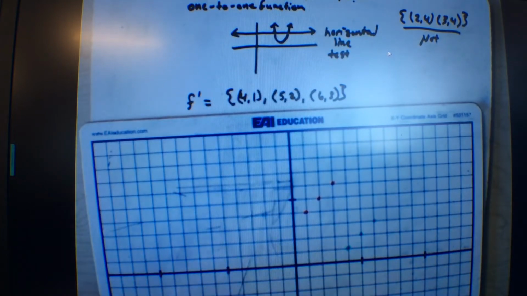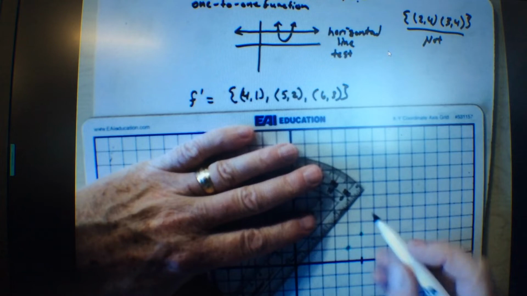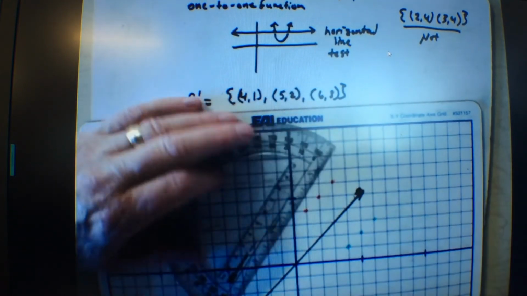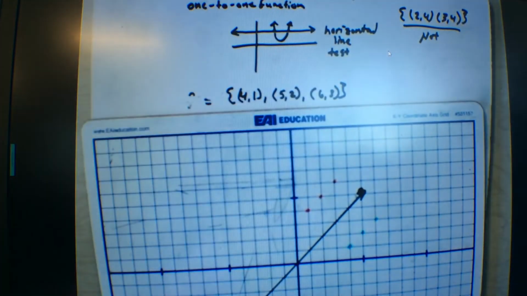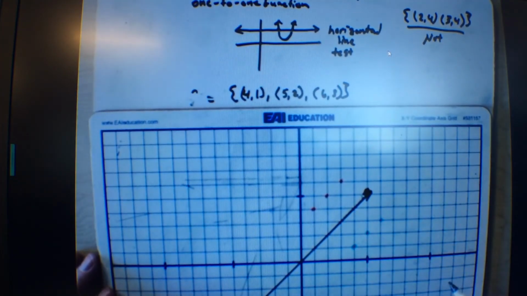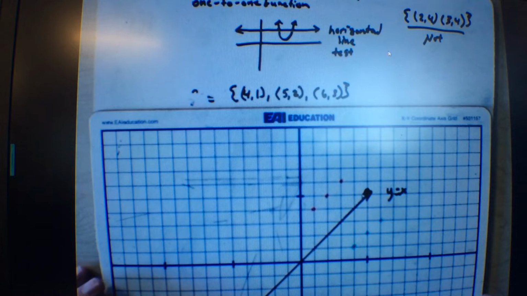Now, the interesting part is, and this is what I wanted to show you, all inverses of graphs are reflected across the y equals x line. That's this line right here. See this line right here? Okay? When you have an inverse, it's reflected over this line. Okay? See how this is reflected? And this is the y equals x line. You need to know that.